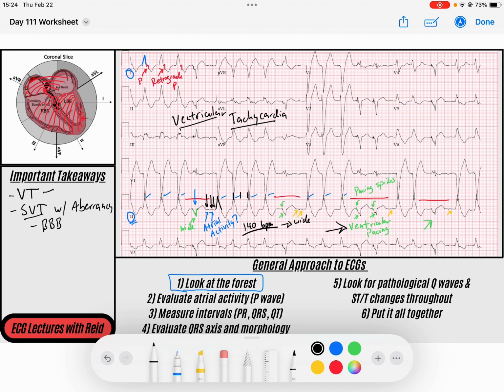I hope this helps you better understand what's going on with this ECG. Obviously, this person needs to be worked up for the cause of their monomorphic ventricular tachycardia.